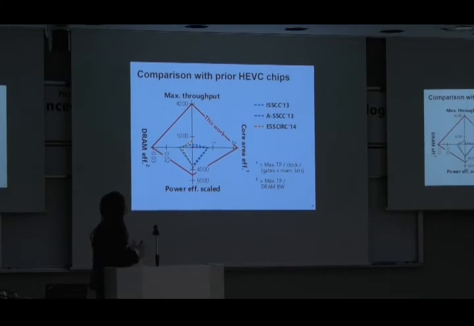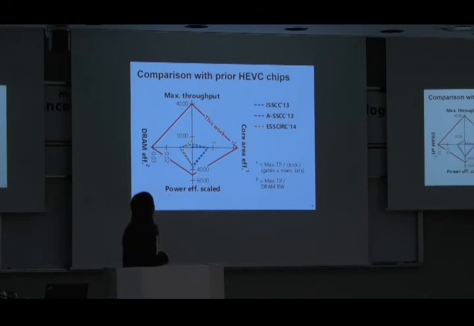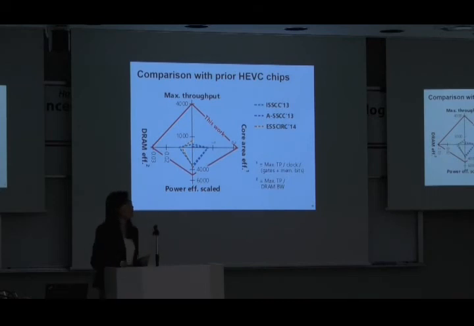Here shows a comparison with the other HEVC chips. So this means the maximum throughput. And here is the core area efficiency, the power efficiency, and the DRAM efficiency. The larger is better. So we can see that our work is better than all of the others.